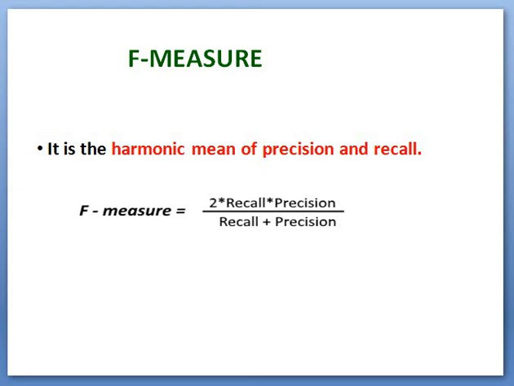Specificity is termed as true negative rate, that is proportion of negative examples that were correctly classified. So specificity is equal to TN divided by TN plus FP. And finally we have the F measure, which is the harmonic mean of precision and recall. So F measure can be calculated as 2 into recall into precision divided by recall plus precision. So these are the various measures which are associated with the confusion matrix.